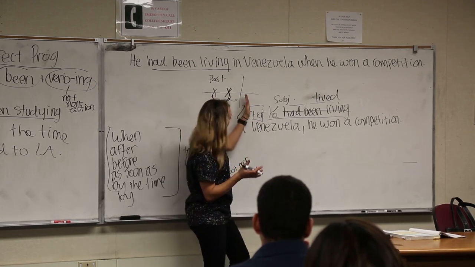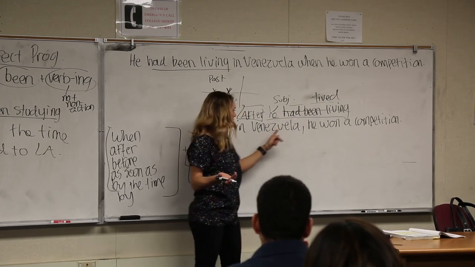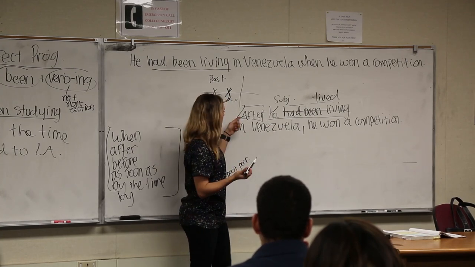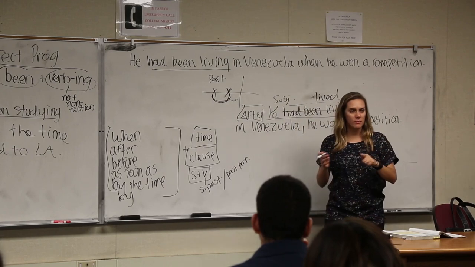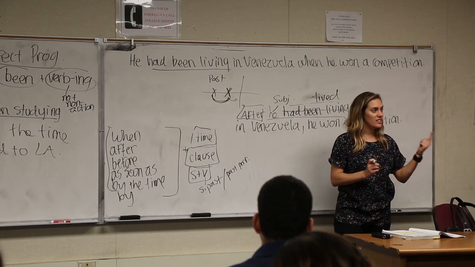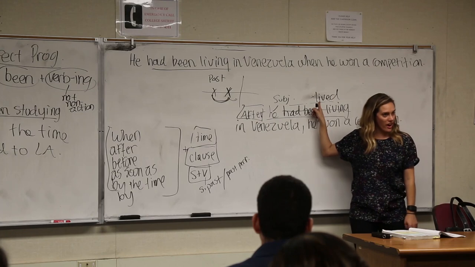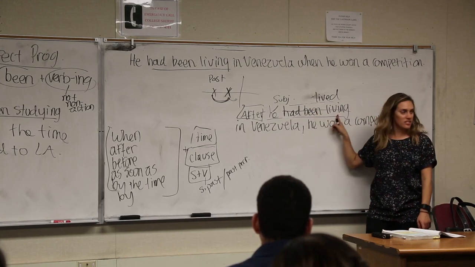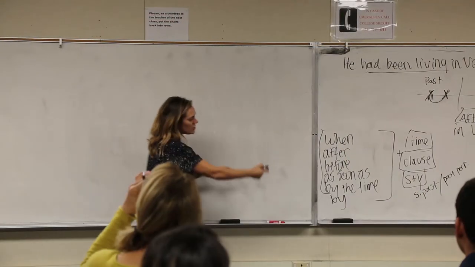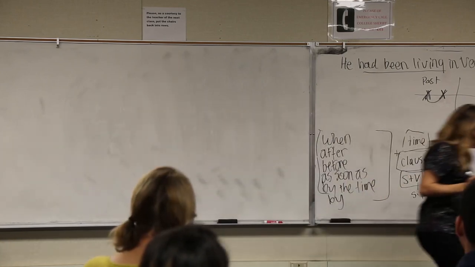It means after, right? So you can just use the simple past if you want, but it might change the meaning of the sentence, so you have to be careful. After he lived in Venezuela, that means he lived there, and then he moved, and then he won, okay? So it doesn't have the same meaning every time you change the verb form. That's why sometimes we do need to just use the past perfect or the past perfect progressive, okay? So let's look at after again. Okay, let me get another example from your book.